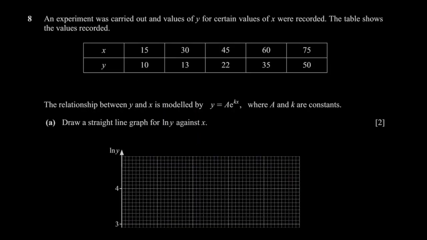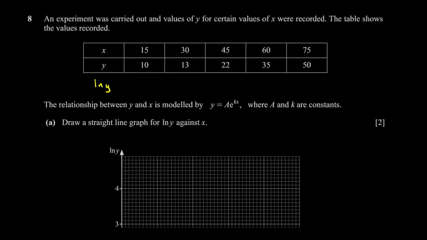Okay, question 8. An experiment was carried out and the values of y for certain values of x were recorded. The table shows the values, so that's there. The relationship between x and y is modeled on this equation, a e to the kx. Draw a straight line graph for ln y against x. Well, that should be fairly straightforward. They actually tell you what to do, right? Ln y against x. So we just got to find ln y, right?